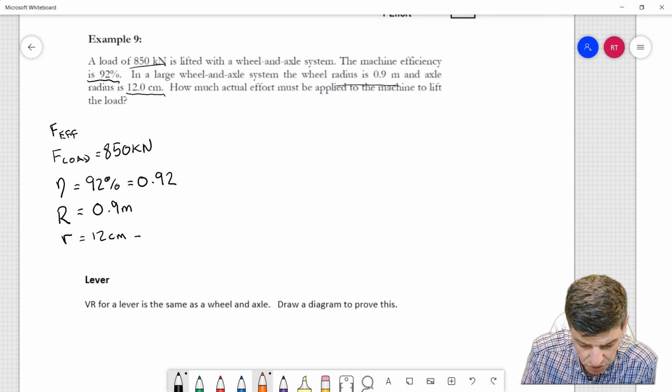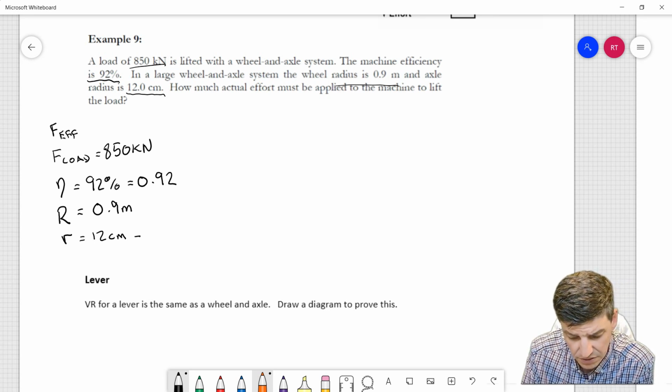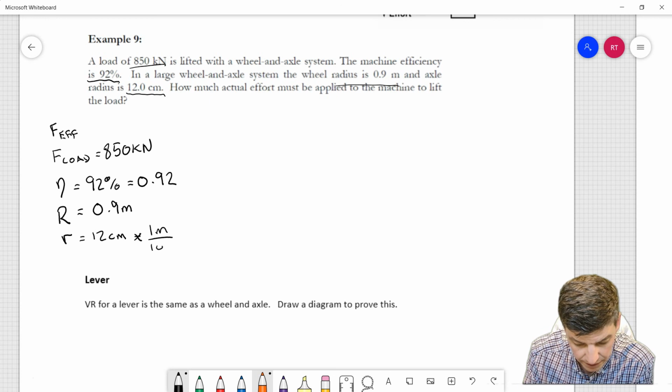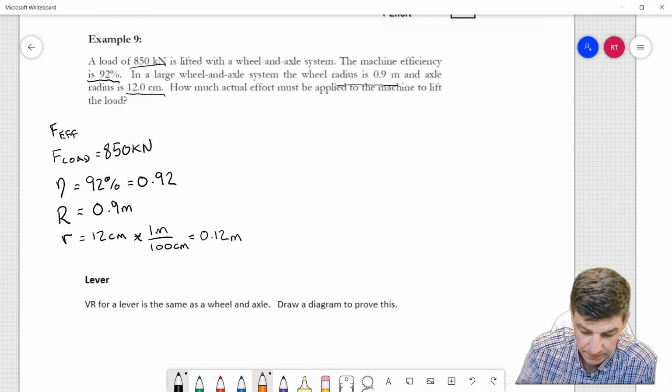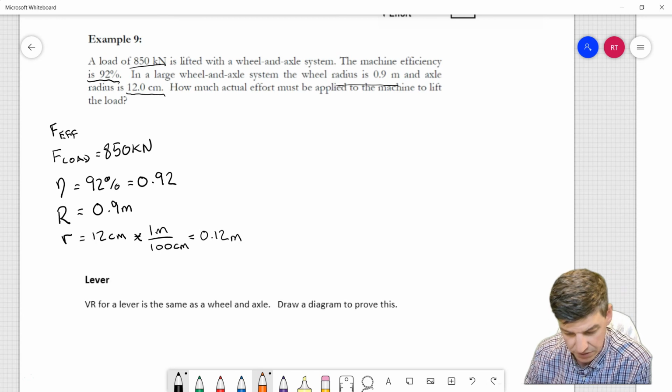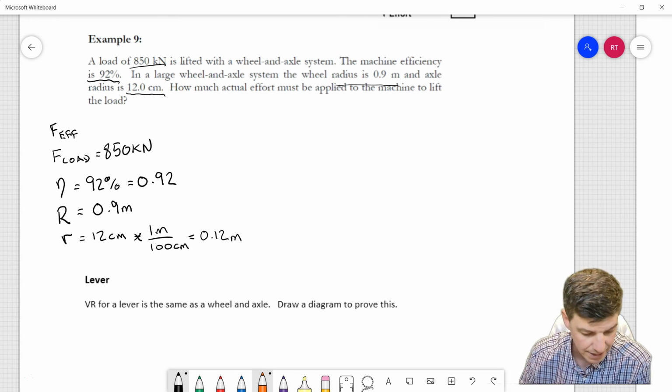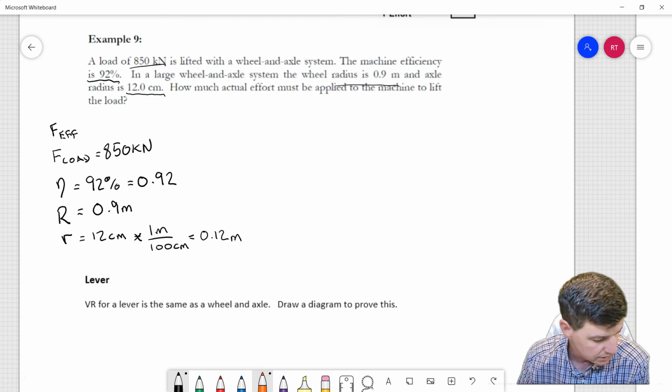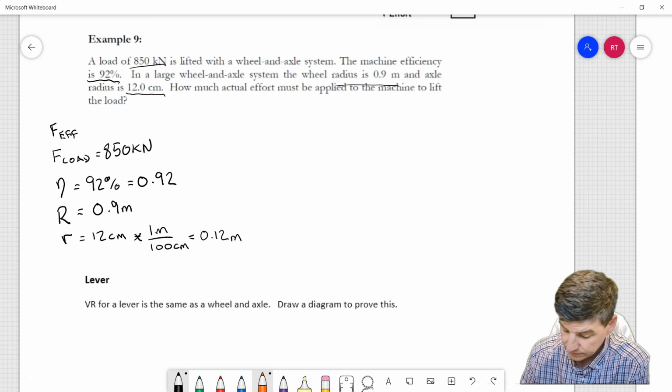I want to make sure that my units are consistent. Meters and centimeters are not, so I'm going to multiply by 1 meter per 100 centimeters, and I'm going to get 0.12 meters. I also could have switched my large radius to centimeters. It doesn't really matter what unit I pick as long as they're consistent in this problem.